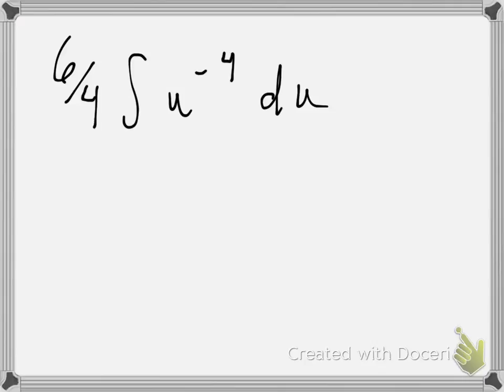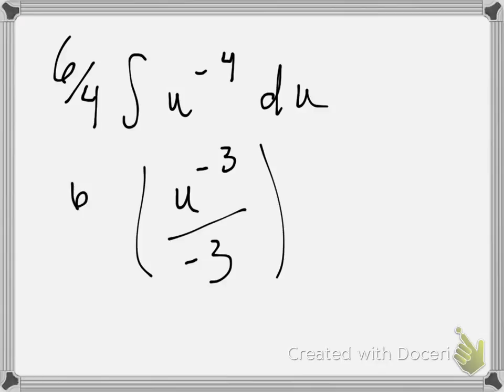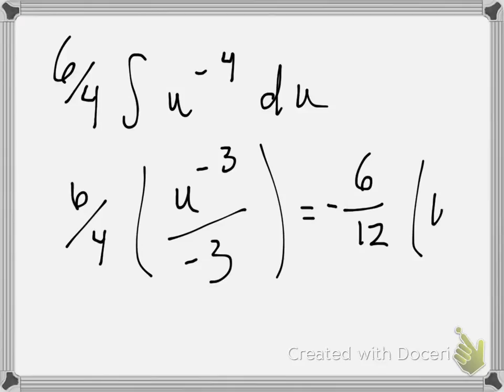to add 1 to the power. So we get negative 3, and then divide by negative 3. And that's all being multiplied by 6/4. So if you want to simplify that, that's negative 6 over 12, u to the negative 3. And that's negative 1/2 u to the negative 3.